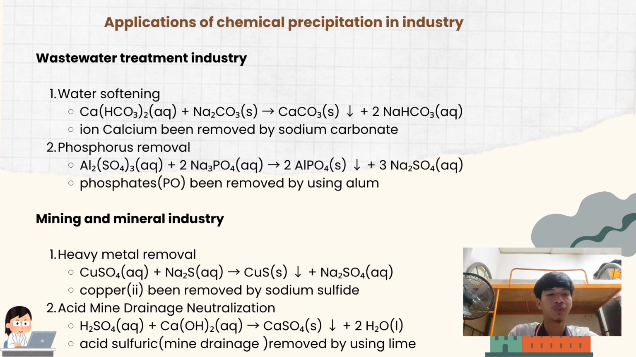So to prevent this, they usually add alum, also known as aluminium sulfate, that can react with iron phosphate to produce a byproduct of insoluble aluminium phosphate.